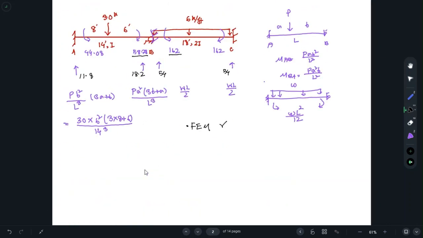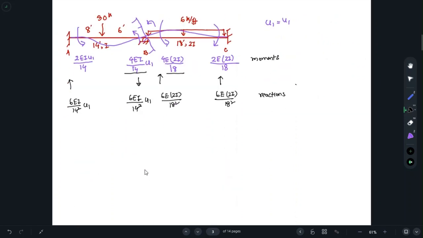Here, at point A, we have a moment of 44.08 for the fixed end moment, and twice EI multiplied by e1 divided by 14 for the application of Doki. So if we superimpose these two values, we will get the moment of point A in the direction of B.